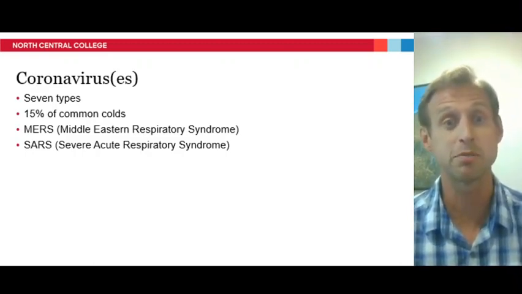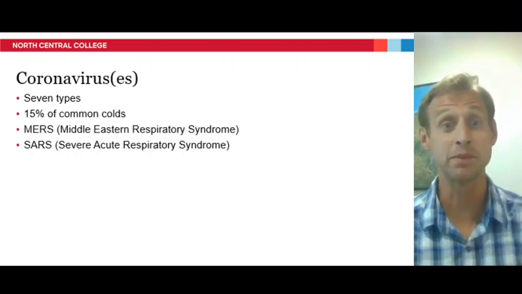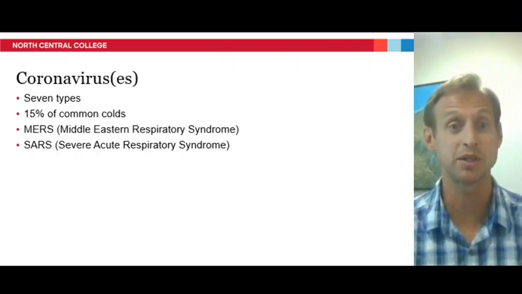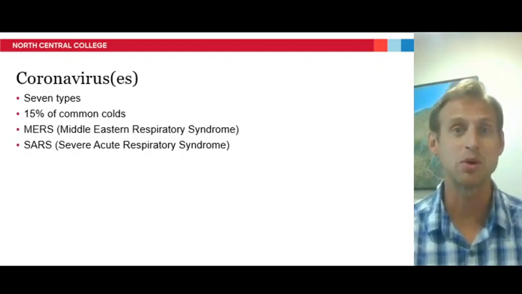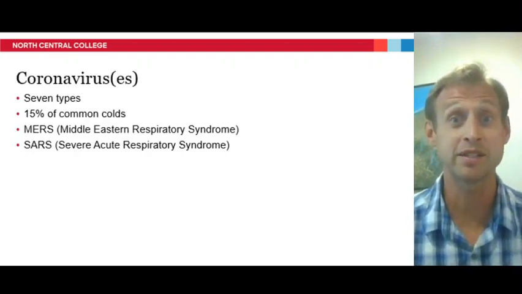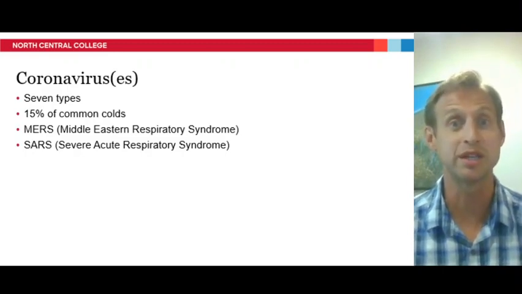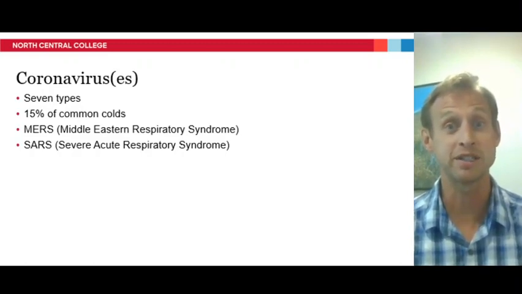One is called MERS, Middle Eastern Respiratory Syndrome. This is a disease associated mostly with the Arabian Peninsula. It's a deadly disease. Around 40% of the people who get infected die from this. That's the bad news. The good news is it does not seem to spread very well from person to person. And so outbreaks of this disease have not traveled very far, which is great.